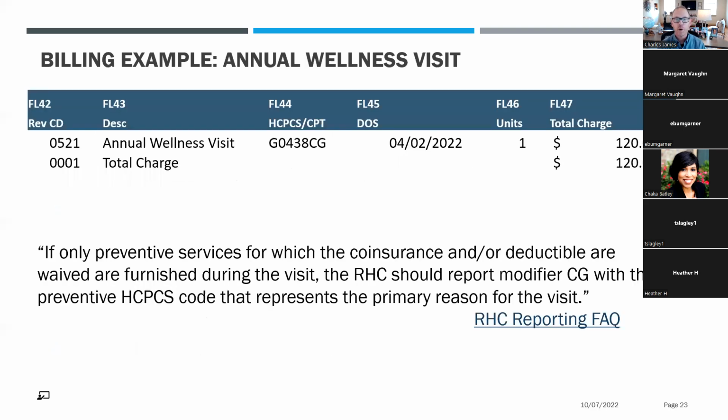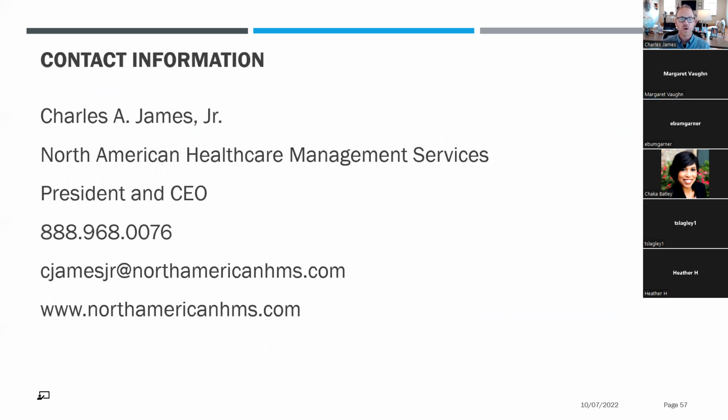So here's an annual wellness visit. My price throughout this will be $120, just so we keep it straight. And in this instance, we'll of course report the CG modifier from the RHC reporting FAQ. If the only preventive services are done for that day, we'll report that with a CG modifier on the preventive code, which represents the primary reason for the visit.